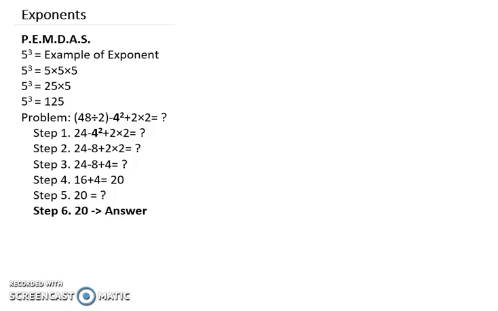If you do addition first, you're going to end up with 24 minus 12, which is completely wrong, and the final answer would be 36, and that's completely wrong. So when you do it the proper way, it's supposed to be 16 plus 4, and that equals 20. So 20 is the final answer.